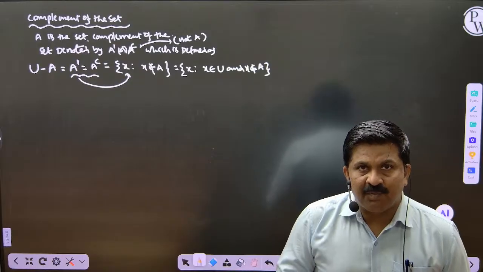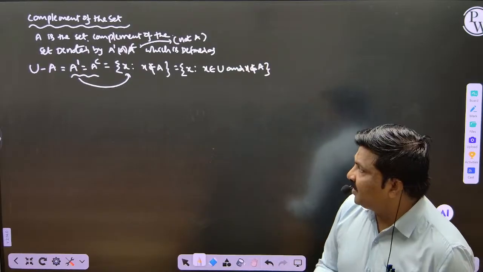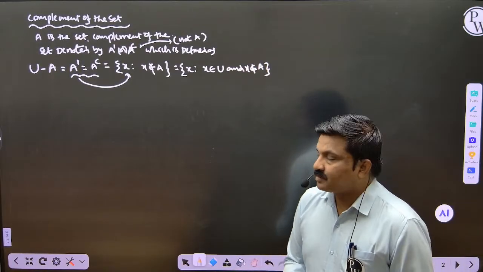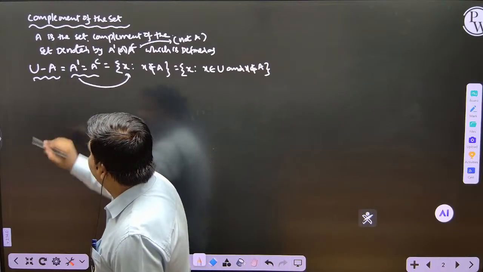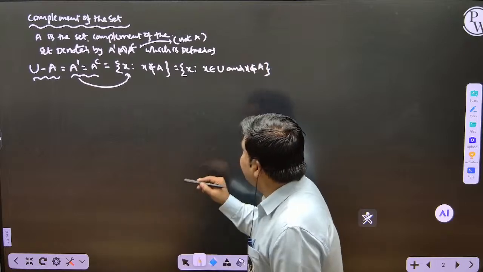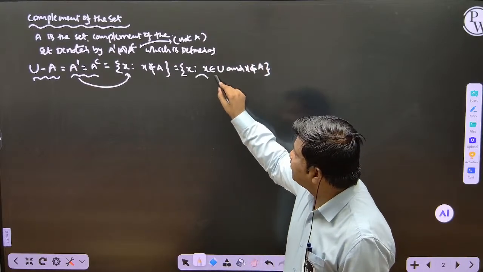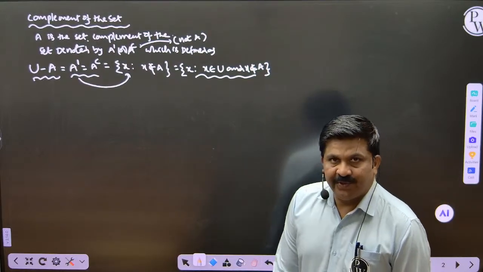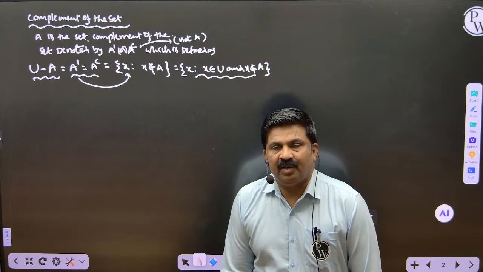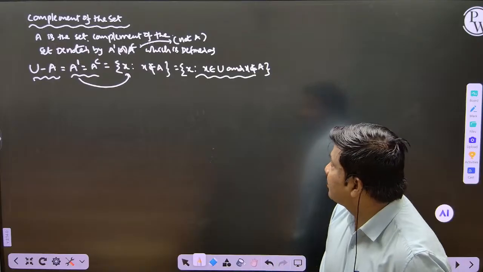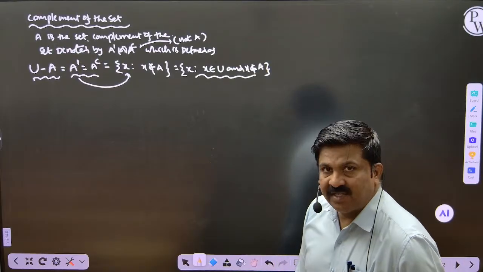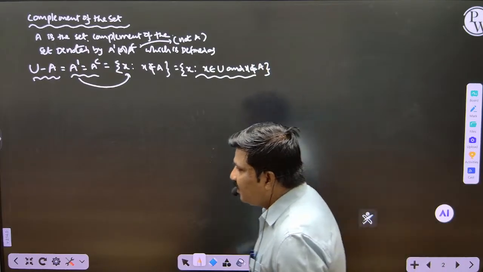So A complement can also be written as what? Universal set minus A. That is why its definition is: X belongs to U and X does not belong to A. This is the definition of A complement.